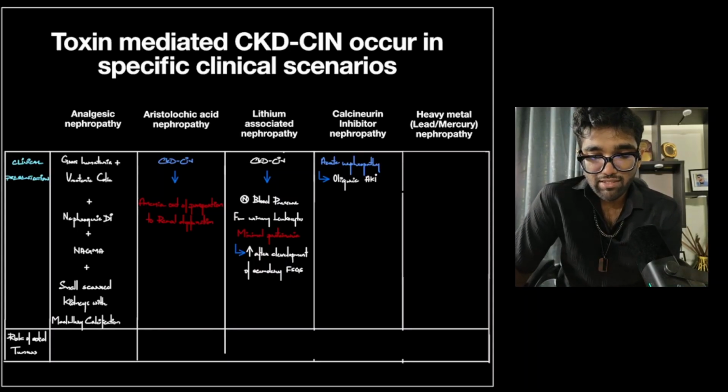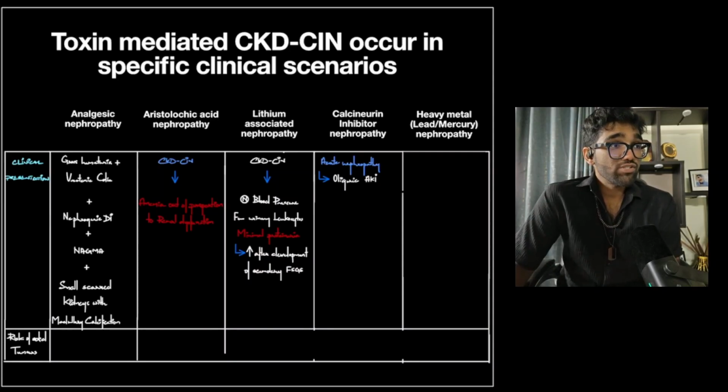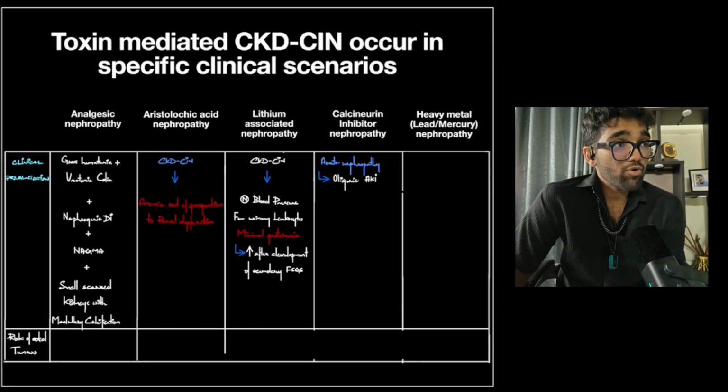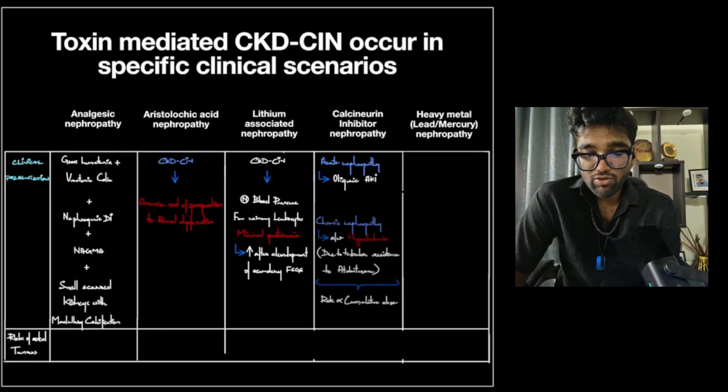Now, in case of lithium, we have an interesting situation where the blood pressures are often spared and there is very minimal proteinuria. Now, eventually, lithium also causes focal segmental glomerulosclerosis, as we've discussed previously. So, that can result in a progressive increase in proteinuria. And calcineurin inhibitor nephropathy, when acute, causes oliguric AKI. When chronic, it obviously causes your patients having chronic nephropathy.